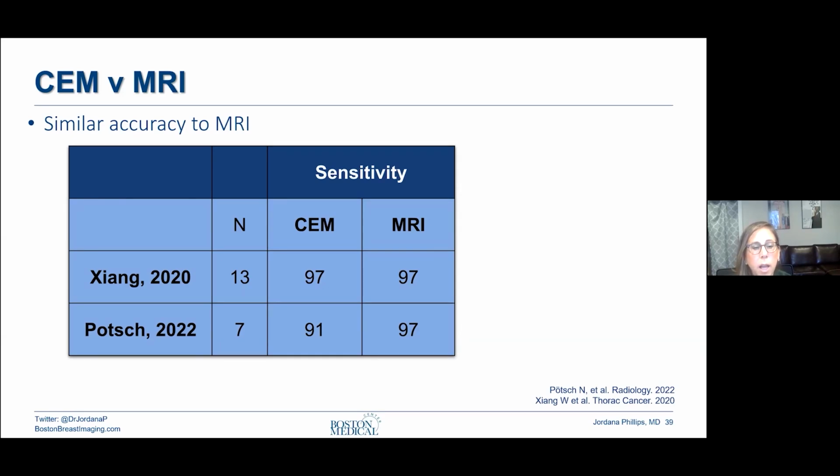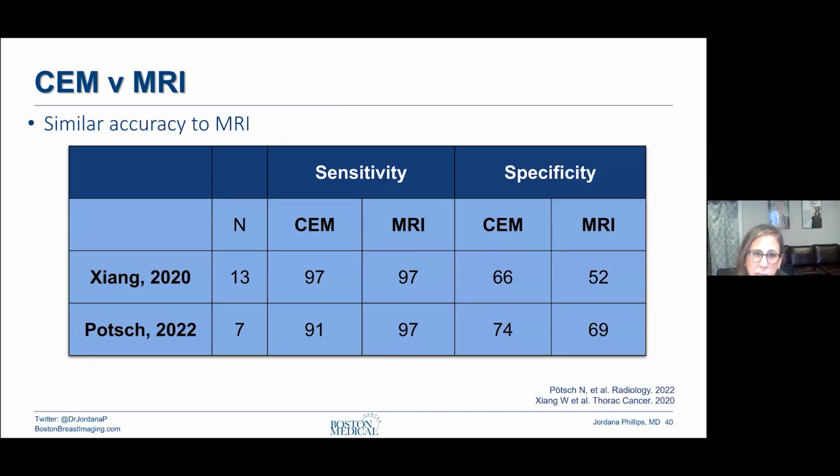They found that the first study found the sensitivity for contrast mammo and MRI was the same, 97%. And the second, more recent one, found that there was a difference in sensitivity. Contrast-enhanced mammo had a sensitivity of 91%, MRI had a sensitivity of 97%, which was a little bit different and actually not unexpected, given that MRI is a cross-sectional imaging exam. We're getting much more information than we can on contrast-enhanced mammo, which is a 2D planar exam.